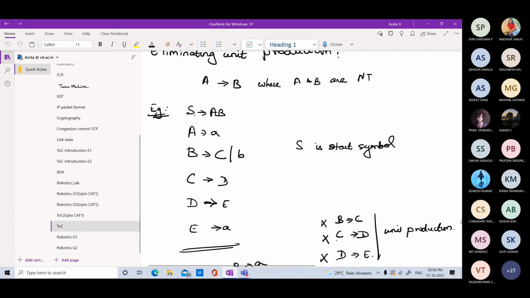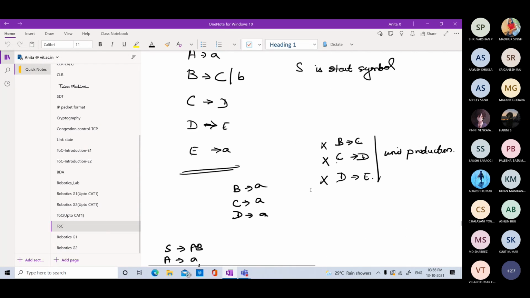So which is called as unit production. So here in this case, we can see A derives C. Yes, it is unit production. C derives D. Yes, it is unit production. D derives C. Yes, it is unit production. So these three unit productions need to be removed.